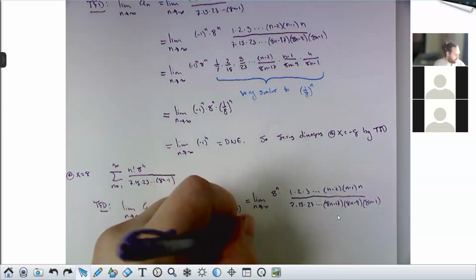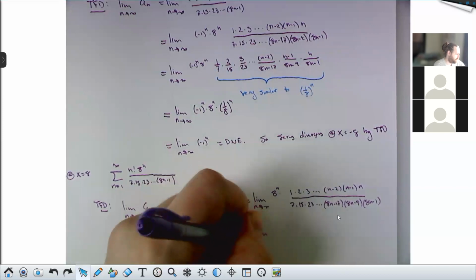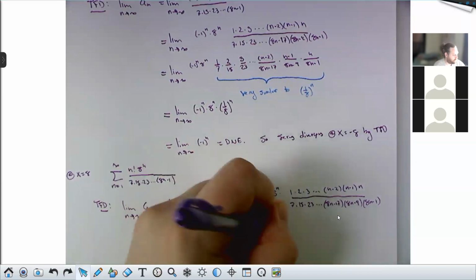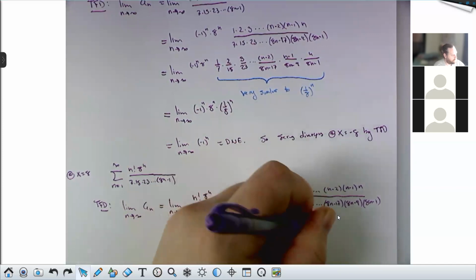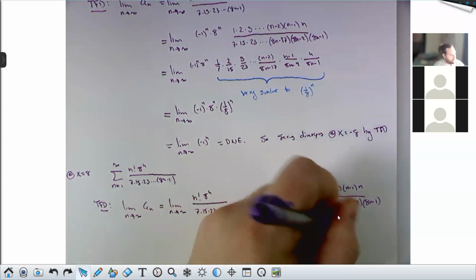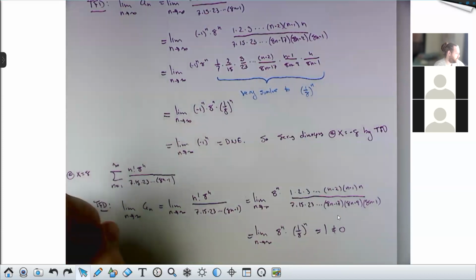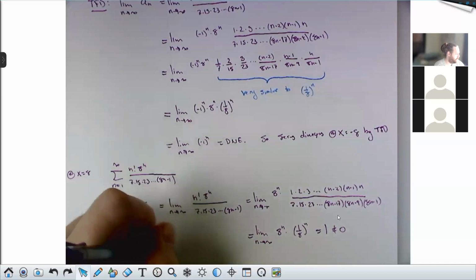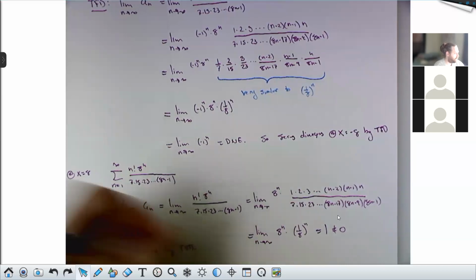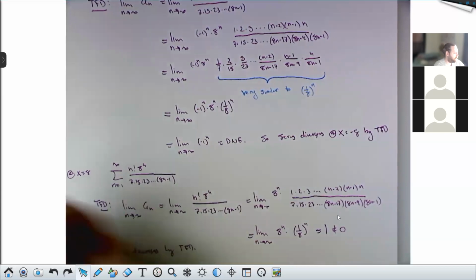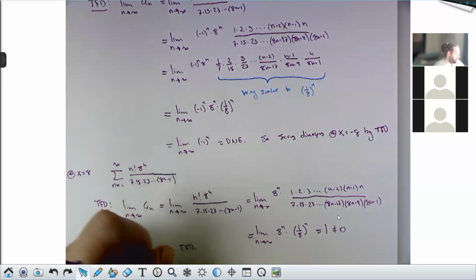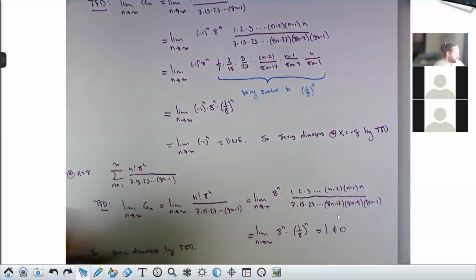This would be, by exactly that same logic, lim n to infinity, 8 to the n times 1/8 to the n, which would be 1, which is not 0. So the series diverges by TFD. Hence, the IOC is the open interval from -8 to 8.